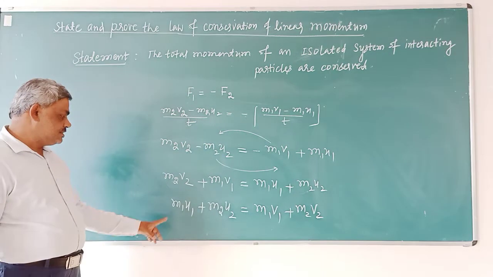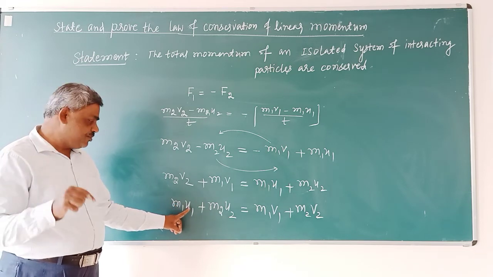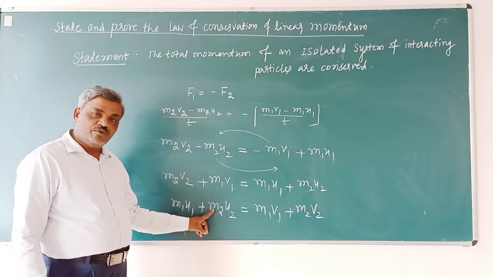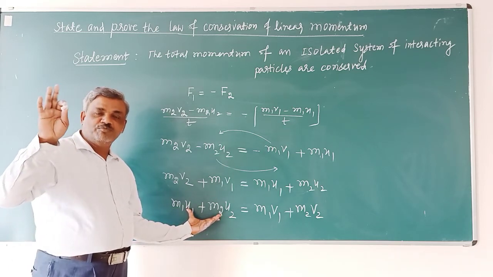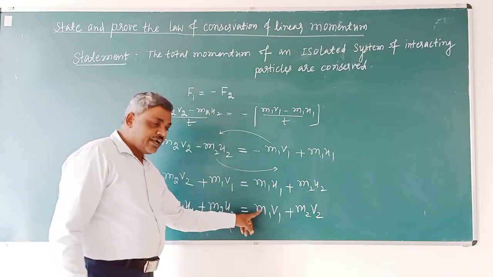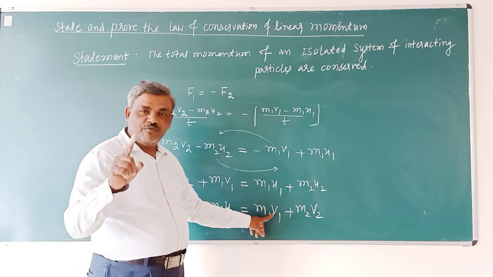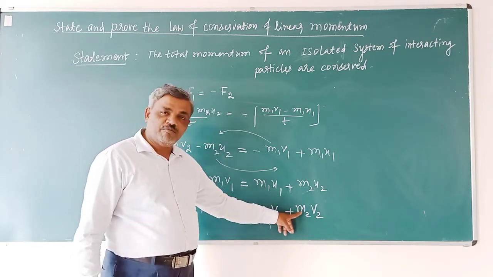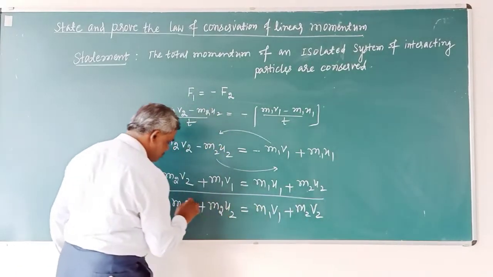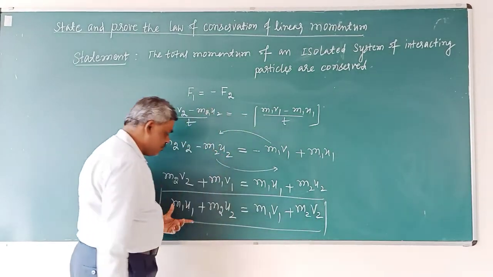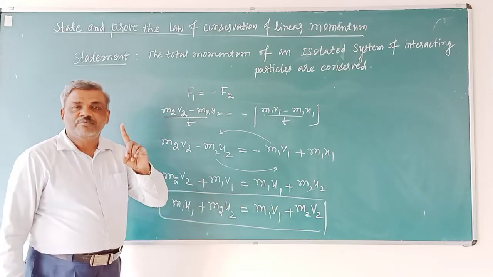Now students, you observe this equation is very important. The first body of mass m1, initial velocity u1. The second body of mass m2, initial velocity u2. This is before collision. Before collision, there is no change in velocity. On the right side, the first body of mass m1 has final velocity v1 after collision, and the second body of mass m2 has final velocity v2. According to this law, this equation states that the sum of the momentum of the two bodies before collision equals the sum of the momentum of the two bodies after collision.